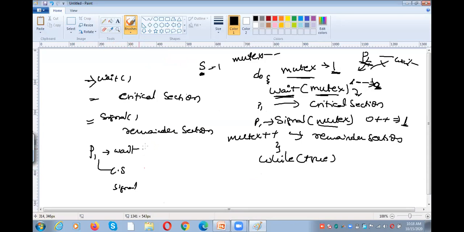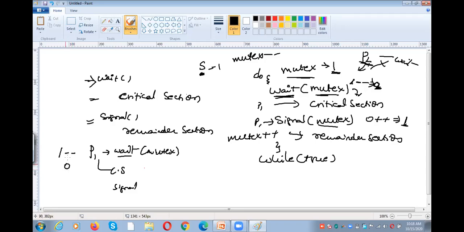So whenever P1 performs wait on mutex, what is the value of mutex now? The mutex value is 0. Why? Because initially the mutex value is 1. Performing the wait operation means decrementing the value by 1, and it will become 0.